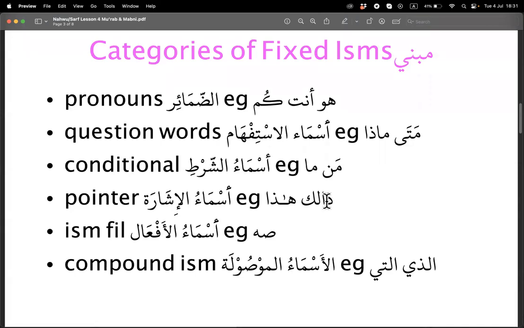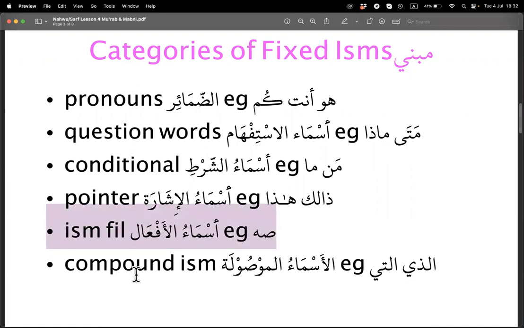There's something called an ism fi'il. For example, this word soh. Soh means like in English we say shh, quiet. When we want to ask someone to keep quiet, we just say shh, right? This is the equivalent of shh. So it actually means be quiet. It's an ism, but it has a fi'il meaning, be quiet. So these things are called ism fi'il. There are not many, so don't worry about this at all.